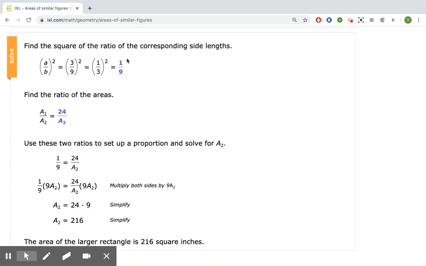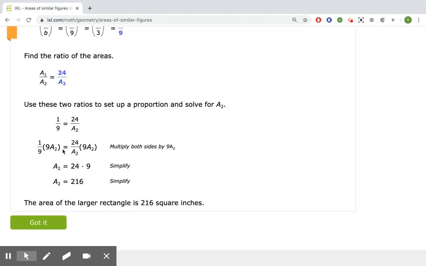So they put these two ratios together. Use these two ratios to set up a proportion and solve for a sub 2. And that's what they did. They put this with this, and they got this. And then they solve. They did it this way. I would cross multiply, but both ways work. Both ways get you 216. And that's the area of the larger rectangle.